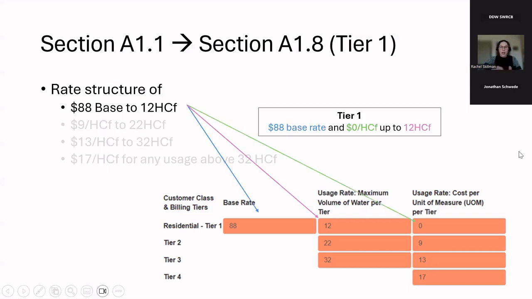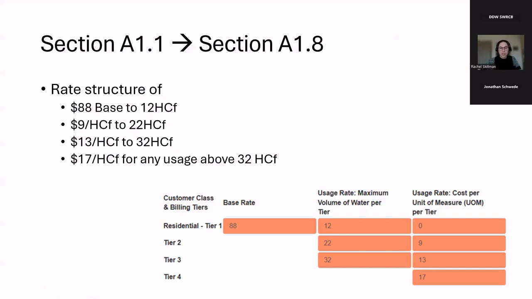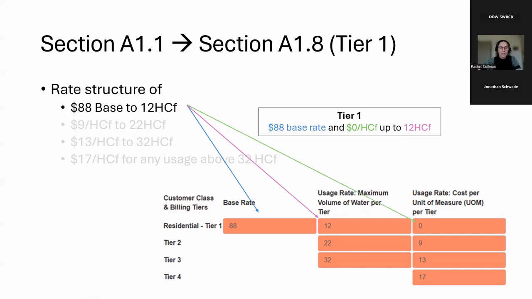One of the selections that you would check just above this table, in section A 1.8, would be putting the number of tiers that you would have for your residential billing class. In this case, our first tier starts with this $88 base rate up to 1,200 cubic feet of water used. So our base rate is $88, and we're going to enter it here in this residential tier 1 base rate. Our usage rate within this tier is actually going to be $0 per HCF, because within this tier, we're not charging customers anything per amount of water used. It's just $88 until you reach this limit.